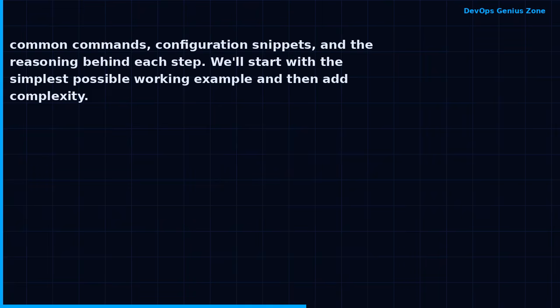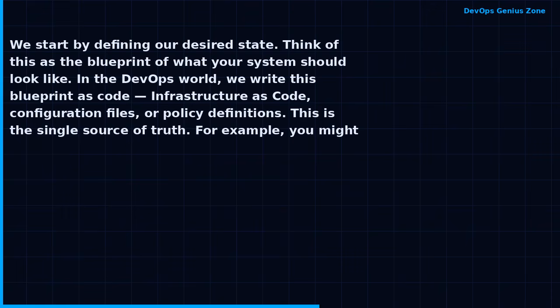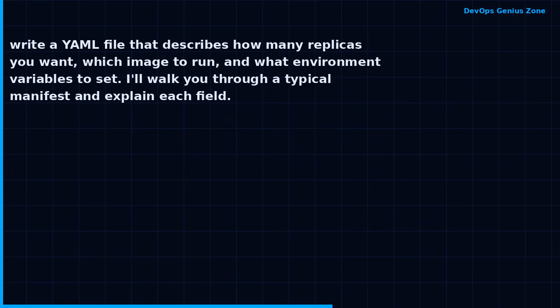We start by defining our desired state. Think of this as the blueprint of what your system should look like. In the DevOps world, we write this blueprint as code: infrastructure as code, configuration files, or policy definitions. This is the single source of truth. For example, you might write a YAML file that describes how many replicas you want, which image to run, and what environment variables to set. I'll walk you through a typical manifest and explain each field.